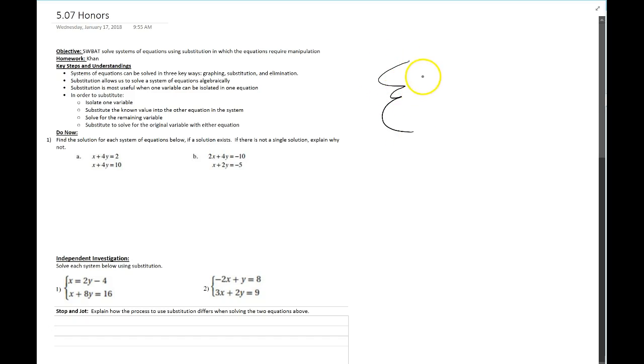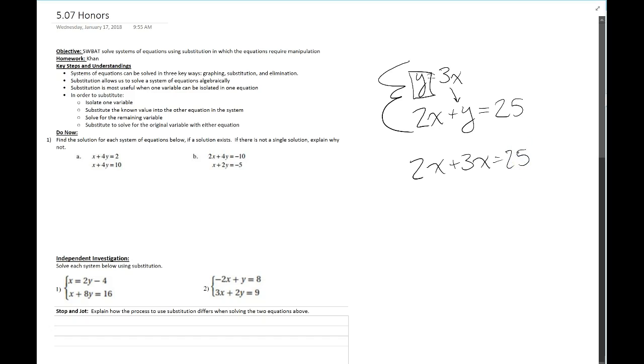Previously what you've seen were reasonably simple ones where it would say something like y equals 3x and then, I don't know, 2x plus y equals 25. And what you would do is you would say, well, if I know what y equals, and that is 3x, then I can substitute 3x in for y. So I'm going to get 2x plus 3x equals 25. And then you would simply go through and solve from there.